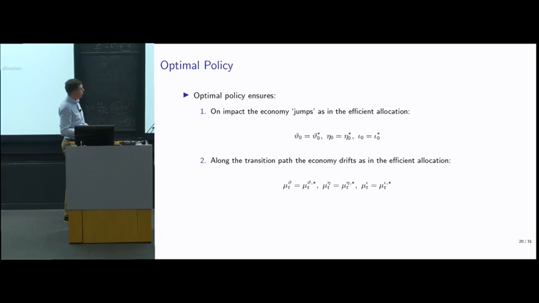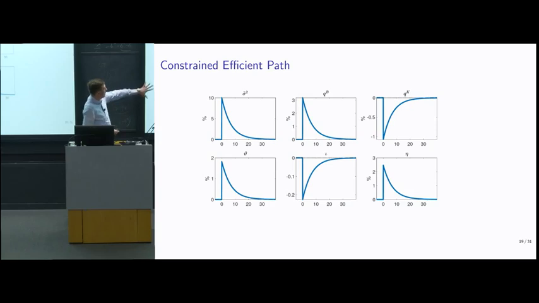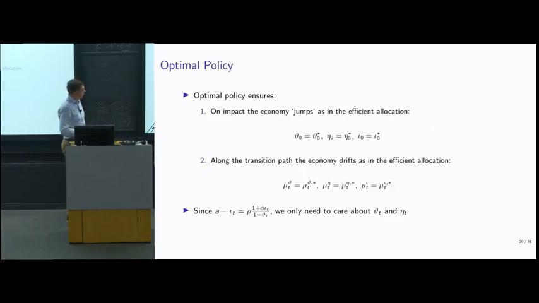And once they have done that, we also want to ensure that along the transition path, they drift in the right way. So they have to start in the right position, and then they have to follow the right deterministic path going forward. So we're going to decompose matching this jump and the following transition path, because there are going to be different policy rules that will allow us to match one versus the other. All right. And then, if you look at the goods market clearing condition and combine it with the Tobin's q and the pricing of capital, you can see that once you know vartheta, you know iota. So what you really care about in the end is just vartheta and eta. Once you get vartheta and eta jointly right, once they both follow the efficient path, the rest of the economy follows the efficient path as well.